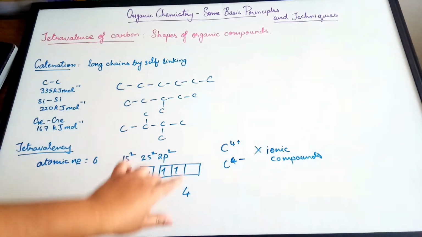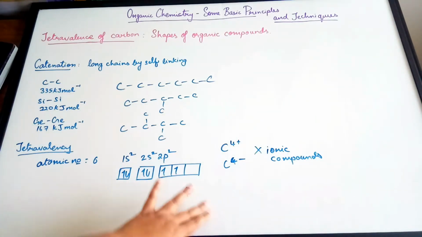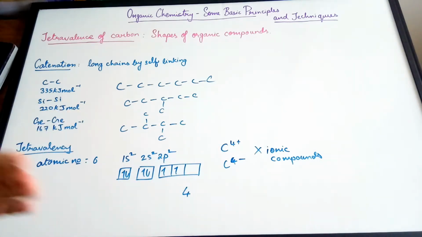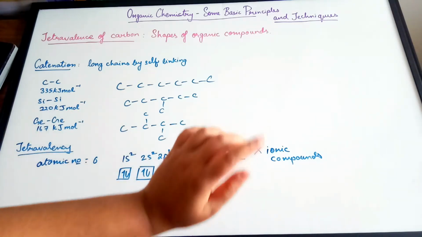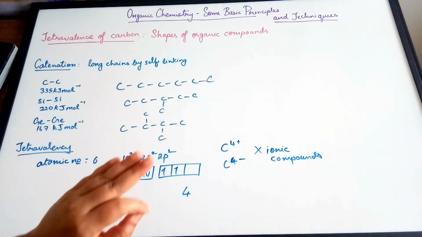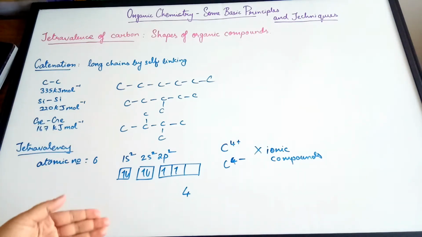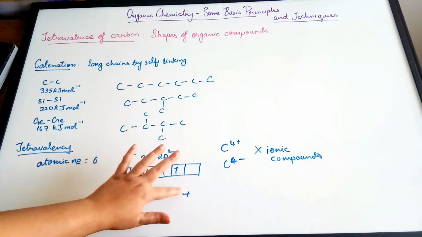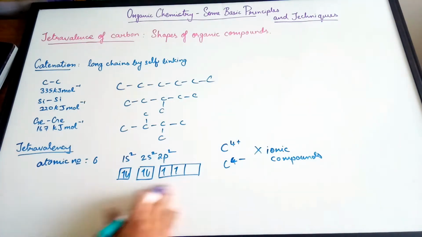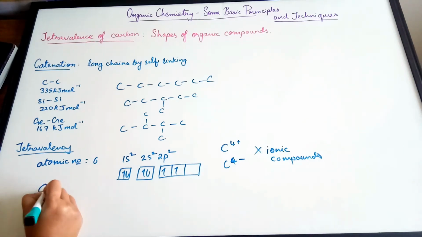Because it is quite impossible for this particular atom, that is carbon, to lose 4 electrons or to gain 4 electrons. The amount of energy that it requires for this to happen is extremely high. So, to fulfill its octet state, carbon instead shares its electrons, and this leads to the formation of covalent bonds.